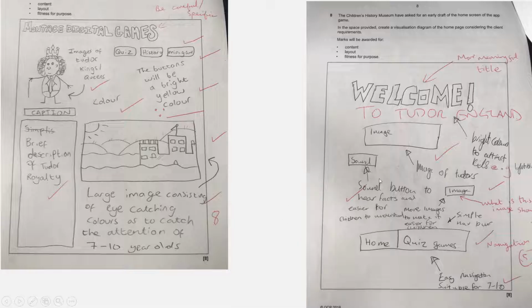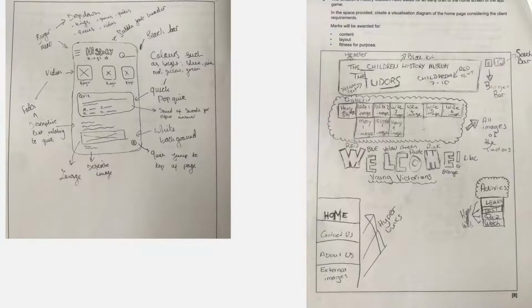Over here, we've said bright colors to attract kids, e.g., then he's put light blue. He's got a navigation bar. He needs to say what this image is to show. So is it an image of Tudors? Is it an image of a speaker? So that when they click on it, it essentially tells you a bit about the Tudors. I stand corrected. This one is actually Joshua's.